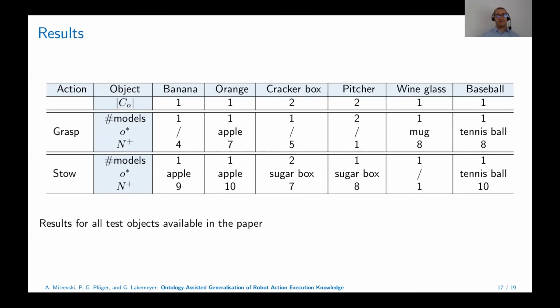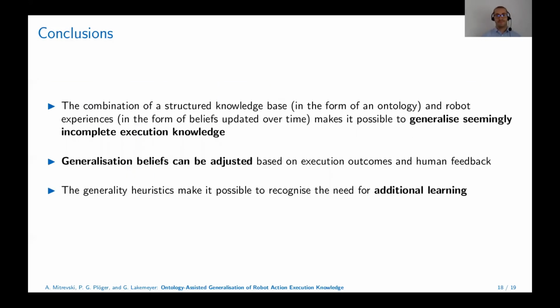As expected, the model of the tennis ball can be generalized to the baseball for both actions. The wine glass can be grasped using the model of the mug, but this model is not useful for the stowing action as the glass is a delicate object. Finally, the elongated cracker box and pitcher could not be grasped reliably with the existing models, but the sugar box model was generalized to both objects in the stowing case.